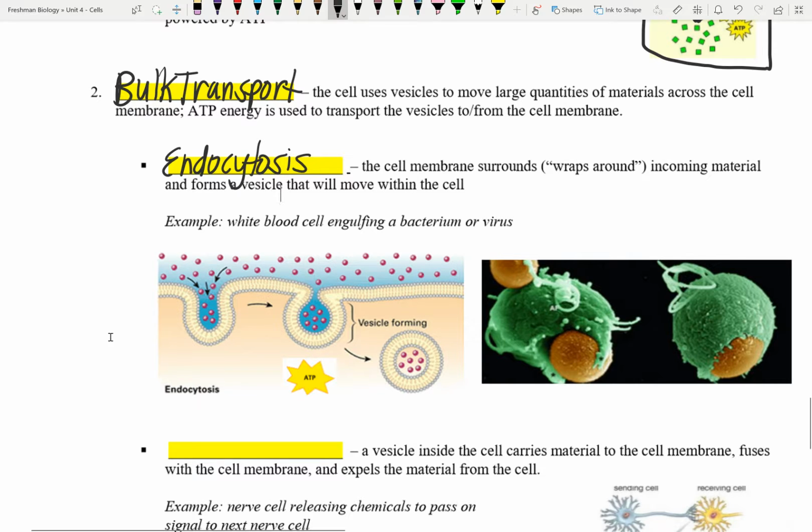So here you can see the cell membrane kind of wraps around whatever it's taking in. And that part that wraps around pinches off and forms a vesicle. So this is the vesicle. That's the little transport capsule surrounded by a lipid bilayer that is going to then be able to move that material inside of the cell. And like with the white blood cell, it would engulf the bacterium or virus or whatever other harmful thing is being taken in, and then it would use its lysosomes to break it down.